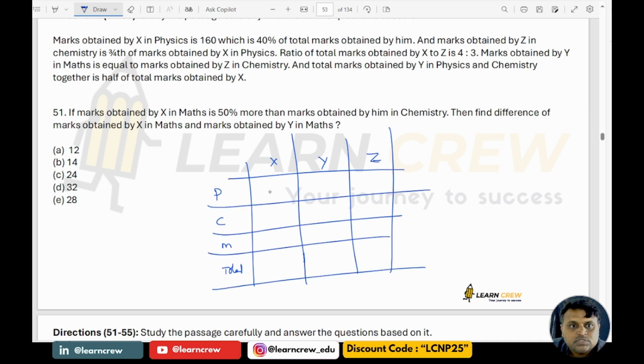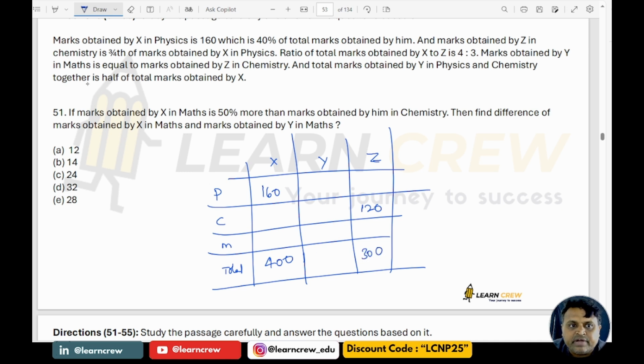Marks obtained by X in physics is 160, which is 40% of total marks. 40% is 160 means 100% is 400. Marks obtained by Z in chemistry is 3/4 of marks obtained by X in physics. 3/4 of 160 is 120. Ratio of total marks obtained by X and Z is 4:3. If it is 400, it is 300.